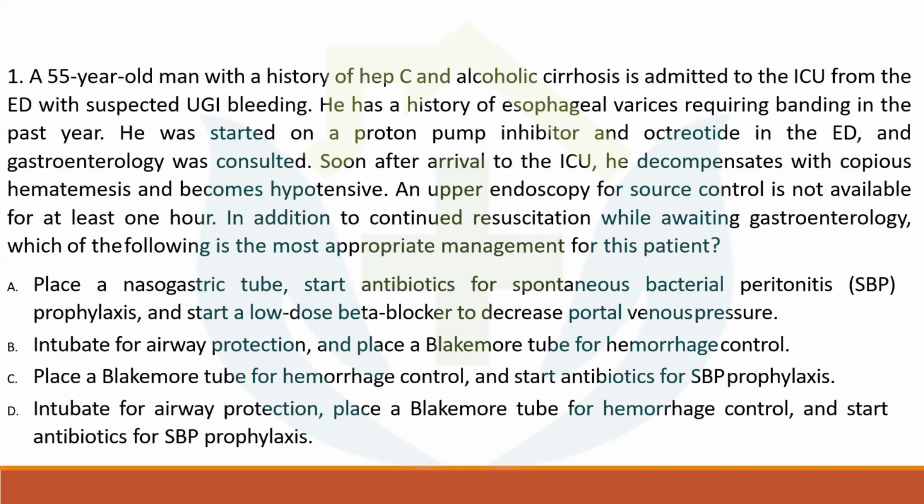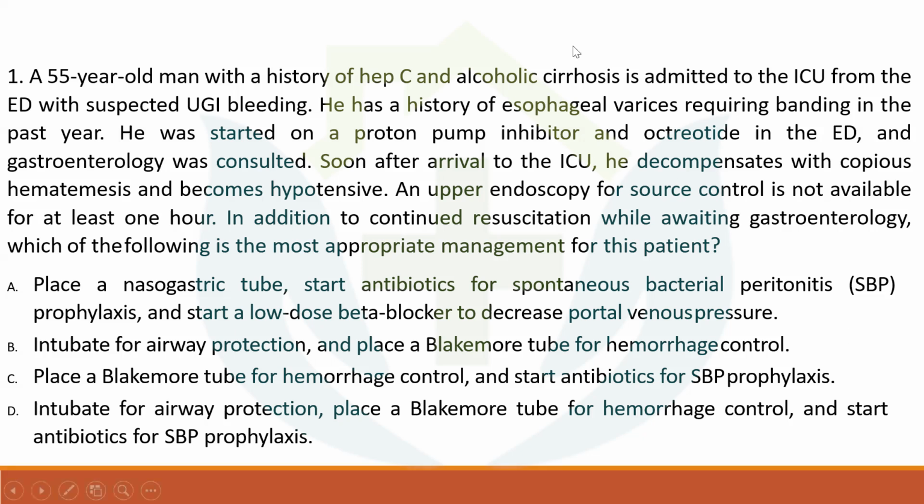Out of the four, the first is place a nasogastric tube, start antibiotics for SBP prophylaxis, and start a low dose beta blocker to decrease portal venous pressure. B is intubate for airway protection and put a Blackmore tube for hemorrhage control. C is put a Blackmore tube for hemorrhage control and start antibiotics for SBP prophylaxis. And the last one is intubate for airway protection, place a Blackmore tube for hemorrhage control, and start antibiotics for SBP prophylaxis. So you can put your answers in the chat box. D, someone has answered. Anyone else? D, most of you answered D.